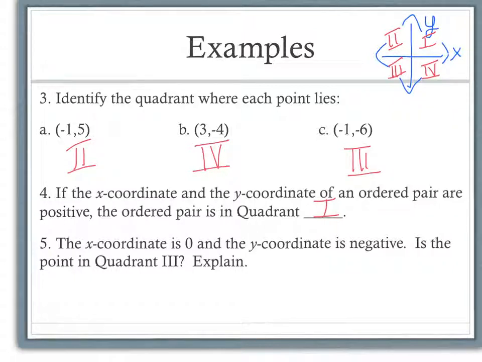And finally, number 5, the x-coordinate is 0, the y-coordinate is negative. Is the point in quadrant 3? Explain. So I'm going to go back up to where I sketched our axes and wrote down our quadrants. So if the x-coordinate is 0 and I start at the origin, I'm not moving left or right, but I'm going down. So let's say my point might be somewhere here.